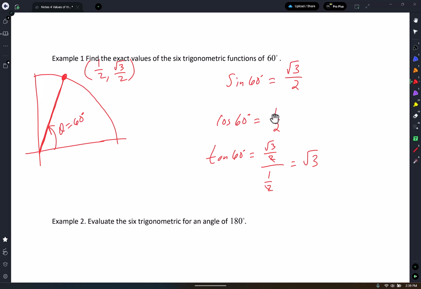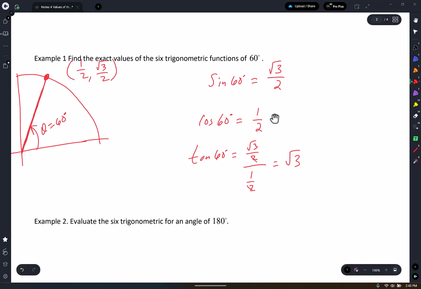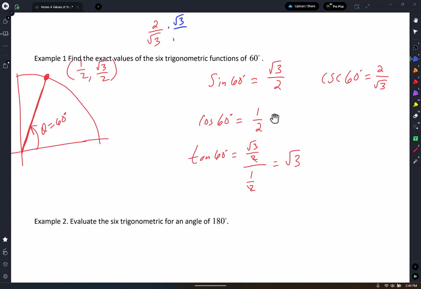Are we okay, guys? All right, here we go. I'm going to do the reciprocal of sine, which is cosecant, CSC of 60 degrees. You just take the reciprocal, 2 over square root of 3. That's an okay answer. Is there a better answer? If I multiply that by square root of 3 over square root of 3, this is called rationalizing the denominator. So you get 2 square root of 3 over 3. That's a better answer.